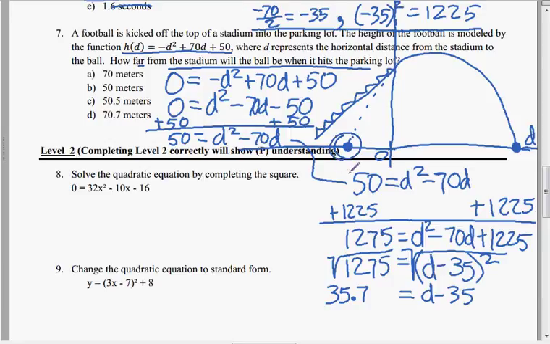But that's going to give me this intercept over here. And while that's mathematically valid, in the context of our story, it's not what we're looking for. We're looking for the positive one. So I say d minus 35 equals 35.7. I add 35 to both sides.